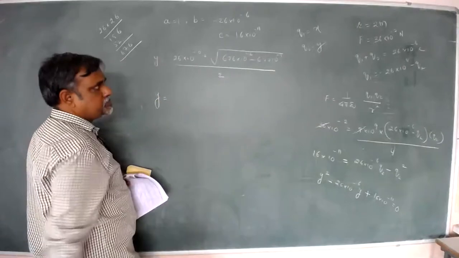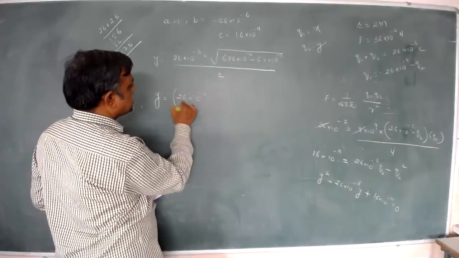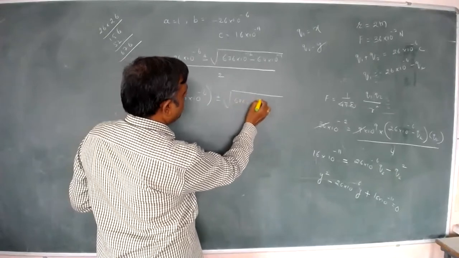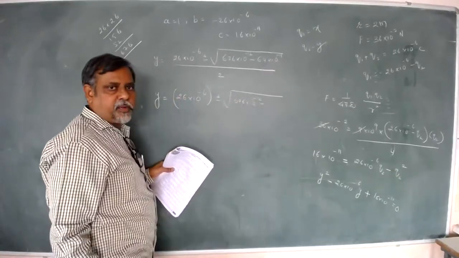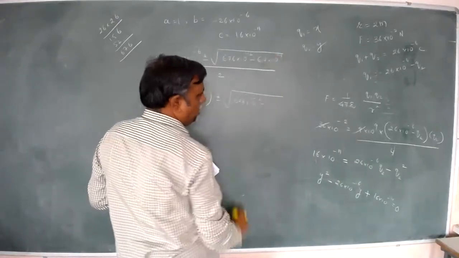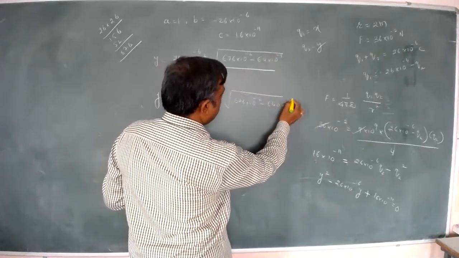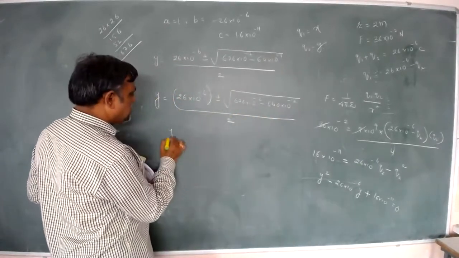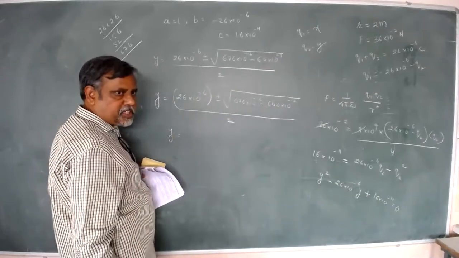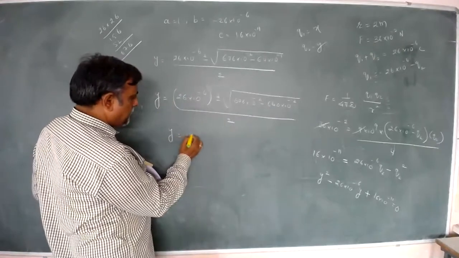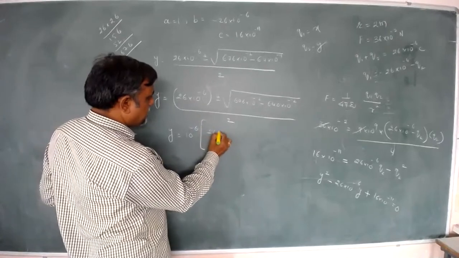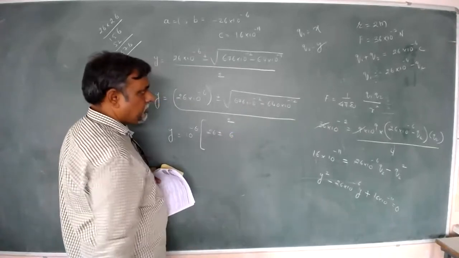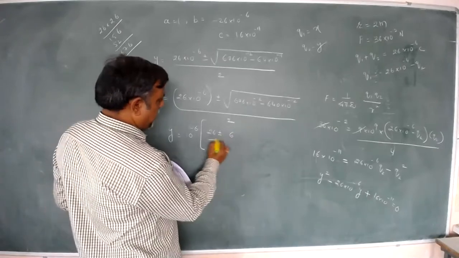So y is equal to 26 into 10 power minus 6 plus or minus under root 676 into 10 power minus 12. I will adjust this other term also as 10 power minus 12, so I have to multiply by 10 and 10 power minus 1. Therefore, it becomes 640 into 10 power minus 12, divided by 2. From these two things, 10 power minus 12 can be taken as common, coming out as 10 power minus 6. So 10 power minus 6 times 26 plus or minus 6.